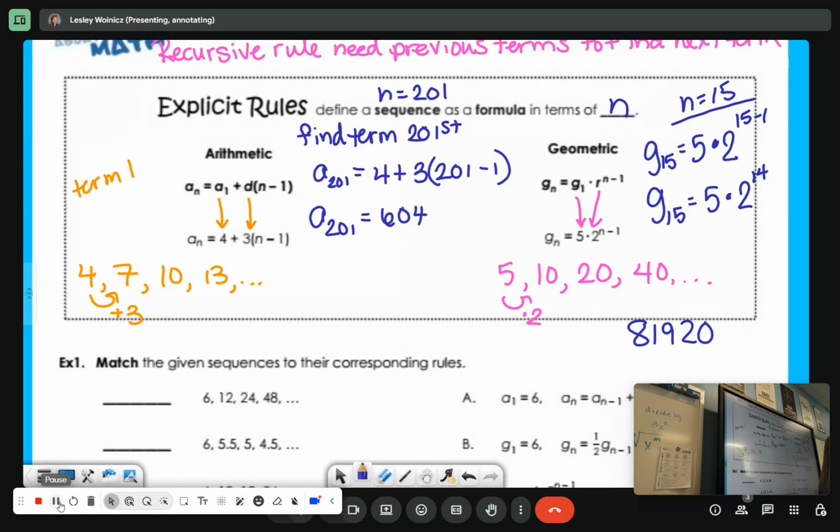2 caret 14 times 5. Yeah, okay, sorry that I doubted you. I thought it was going to be a bigger number. These get really big really fast. Okay, that's a big number. Not as big as what I thought.